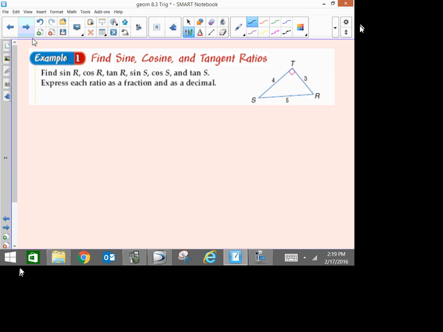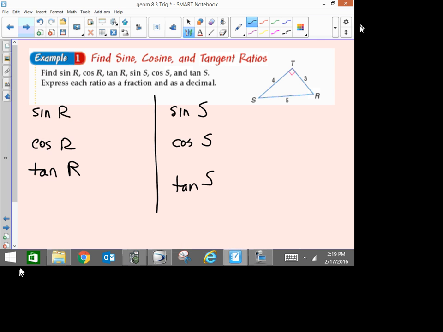Okay, now, again, we don't usually do this, but it's just getting used to finding sine of R, then cosine of R, then tangent of R. And we have another acute angle. We're going to do it with S as well. Okay? Remember, it's just a ratio. If we have a 3, 4, 5 triangle, the sine of R is going to be the same.